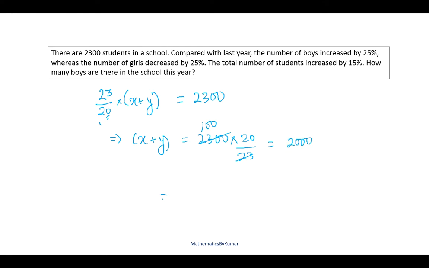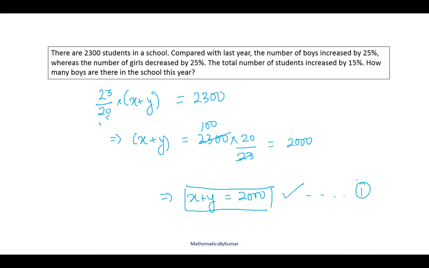So what I'm getting is my first equation in x plus y. I know that x plus y is 2000. So what I've found out is the last year the total number of students was 2000. Anyways, I've achieved one equation in x and y, right? But to solve that I need another equation.